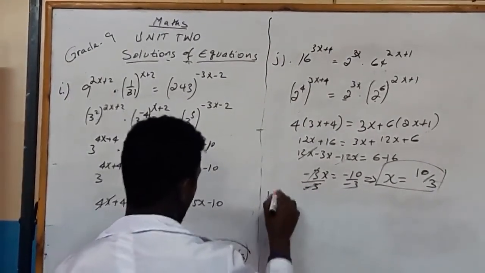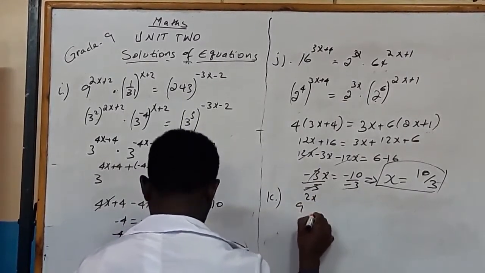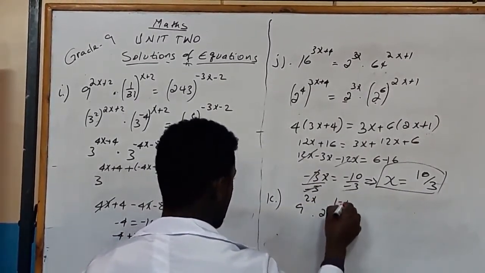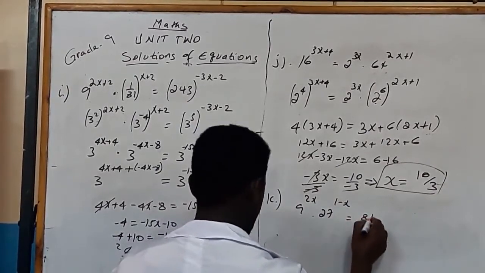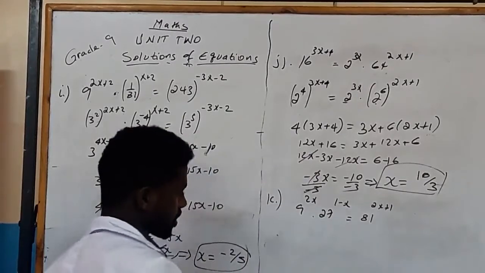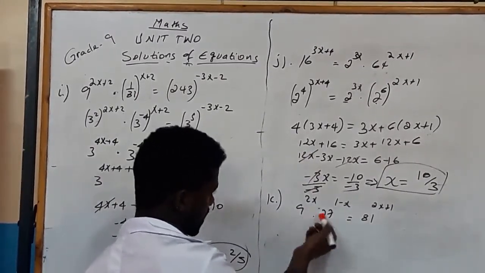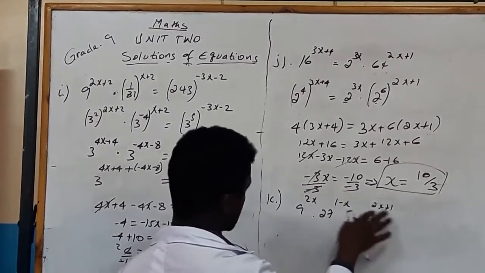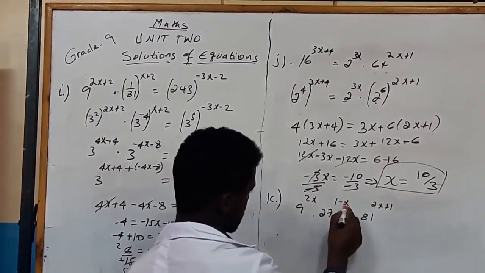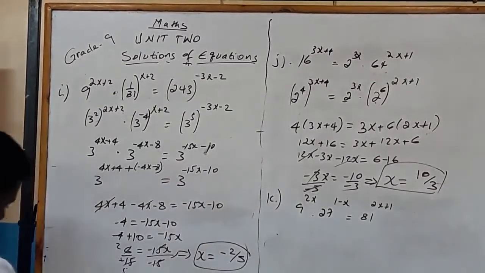Another one, let's say k, for example: 9 to the power of 2x times 27 to the power of 1 minus x is equal to 81 to the power of 2x plus 1. This is again an exercise from your textbook, but let me do it. Again, the number that we are going to find is in the exponent part, so we have to make their bases similar.